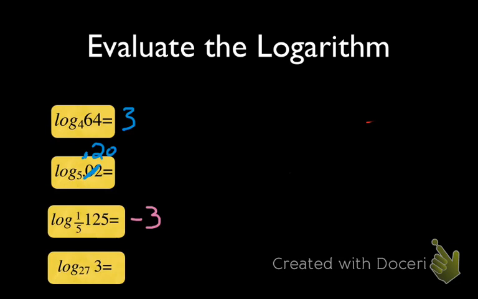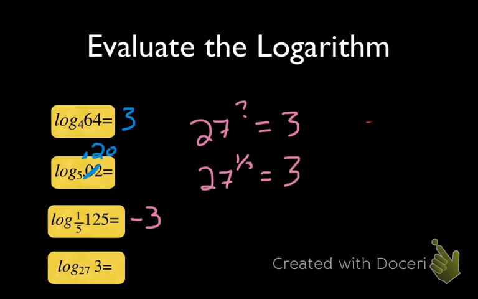Log base 27 of 3 is really asking us 27 raised to what power equals 3? All right. What'd you say? 1/3. Yeah, that's good. 27 raised to the 1/3 equals 3. So our powers could be fractions, right? 27 to the 1/3 power gives me 3. That means the cube root of 27 is 3. So the solution to log base 27 of 3 is 1/3.